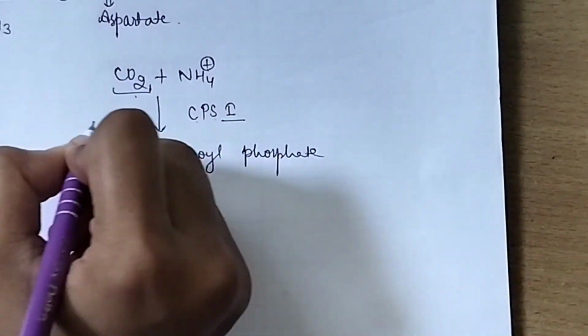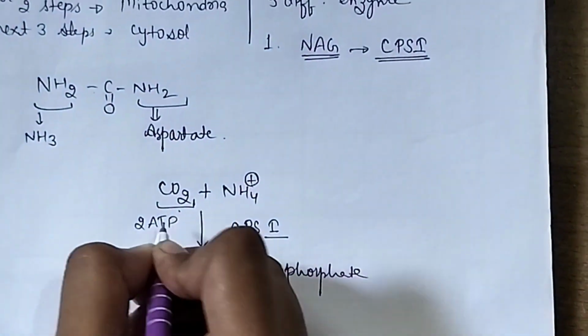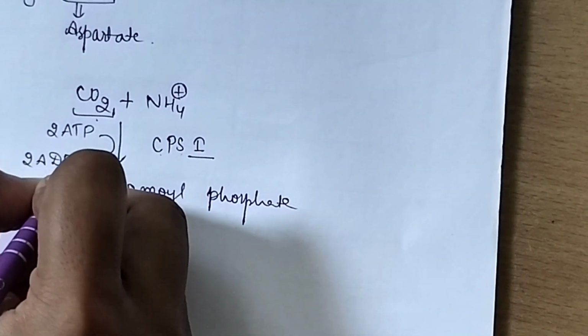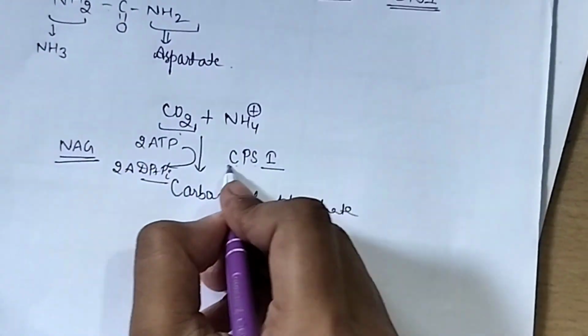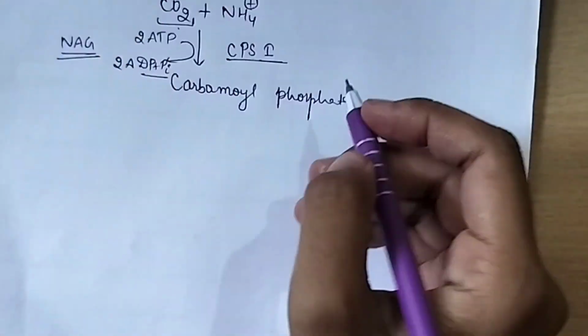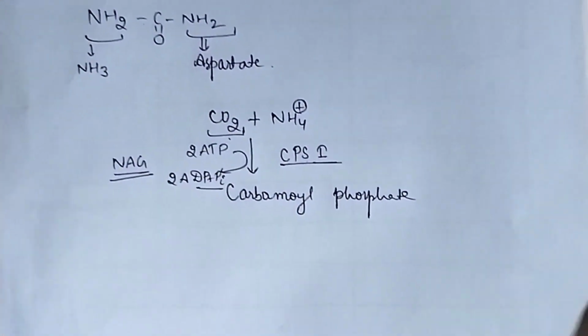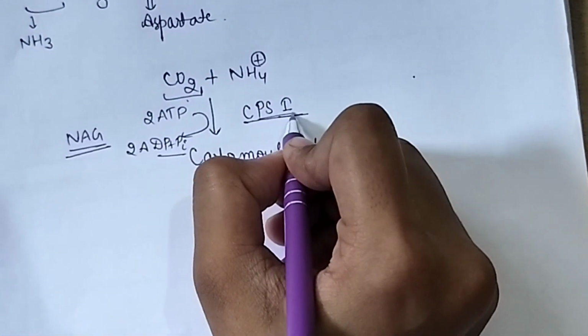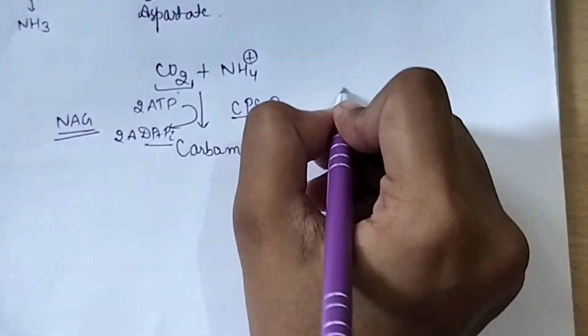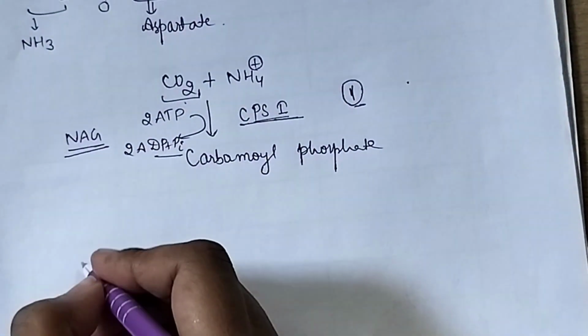Here 2 ATP consumption takes place. 2 ATPs are converted into 2 ADP and inorganic phosphate, and here N-acetyl glutamate is required, which is the allosteric activator of CPS1. One more enzyme is CPS2, which is used for pyrimidine synthesis, and that is a cytosolic enzyme, while CPS1 is the mitochondrial enzyme. This is the first step in the urea cycle.